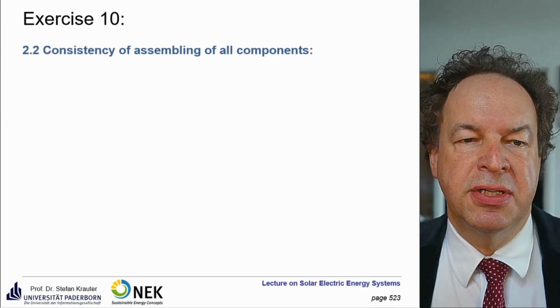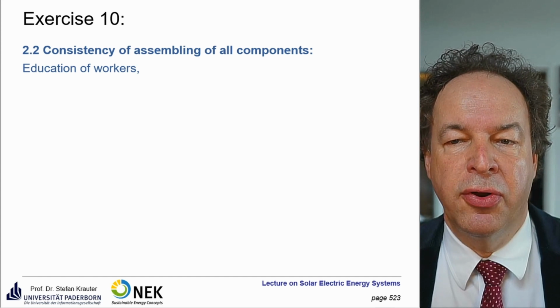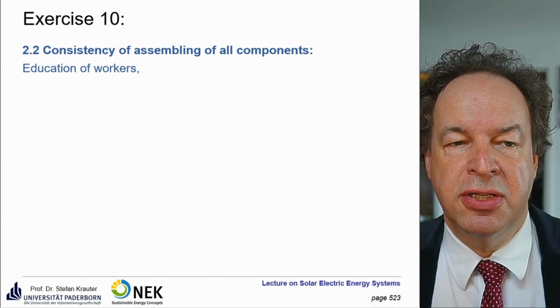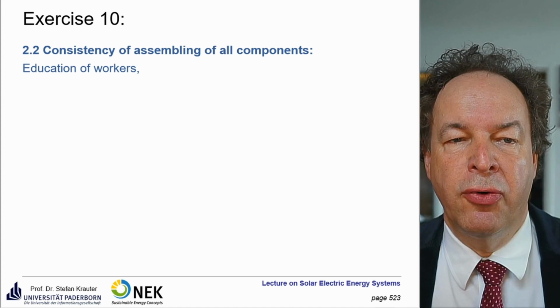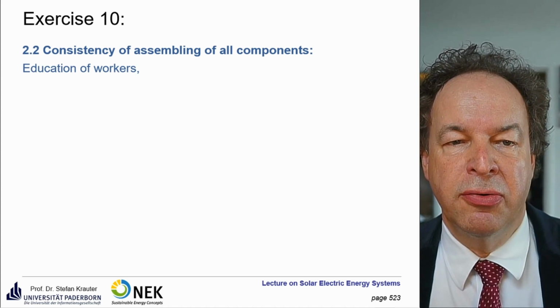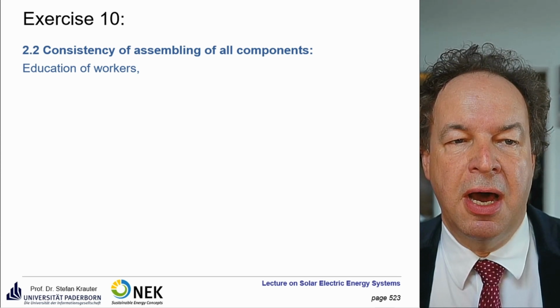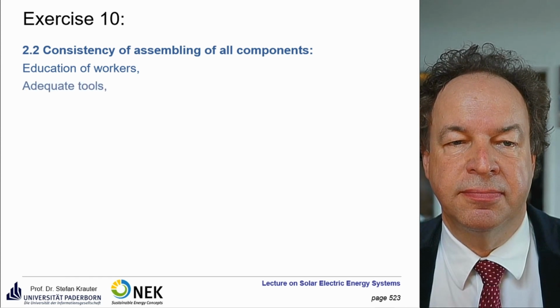The second part is the consistency of assembling of all components. So that means to know whether all workers are educated to do that. If you just do announced inspection, for example, they may show just the very educated workers and the other workers not. And so you have to make sure that really all workers which are involved in the production process for a longer period of time during the production of the material for the projects are well educated.